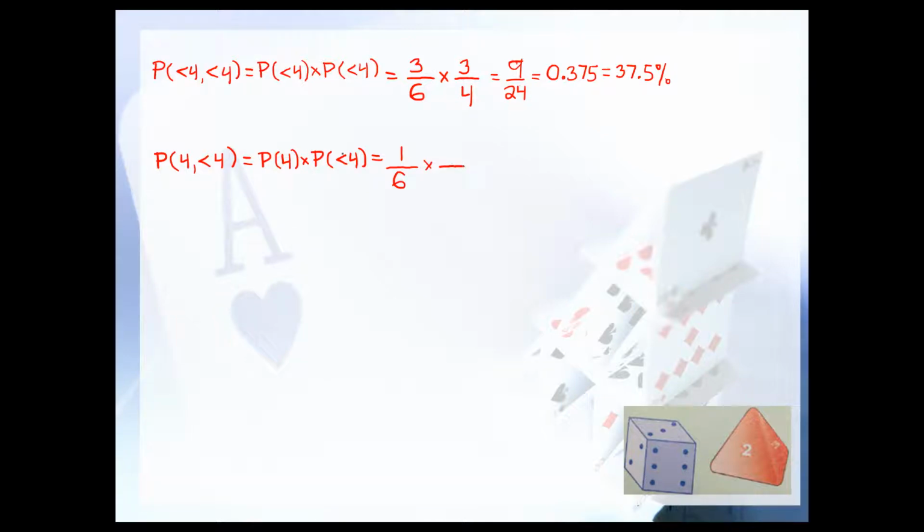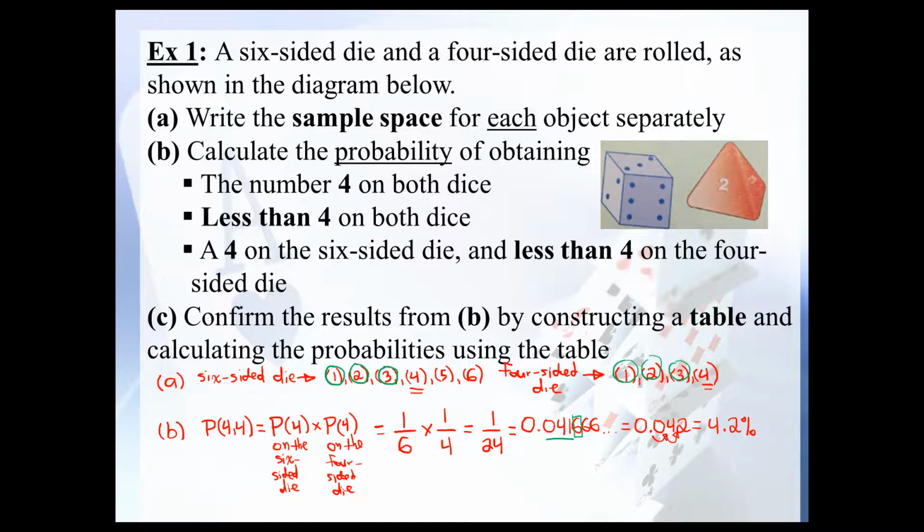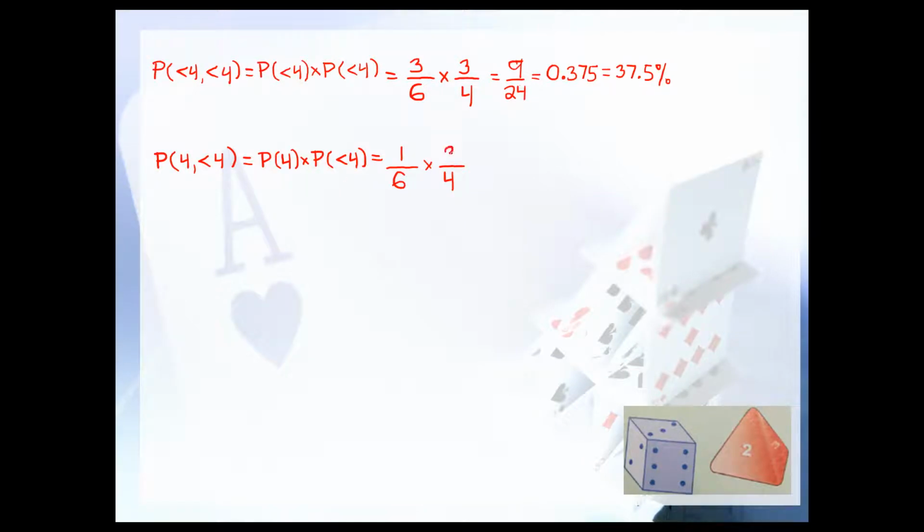We're going to multiply that by the probability of obtaining less than a 4 on the 4-sided die. On the 4-sided die, there's 4 possible outcomes, and the number of ways we can obtain a number that's less than 4 would be 1, 2, 3 on that die. So this would be 1 over 6 times 3 over 4. 1 times 3 is 3, and 6 times 4 would be 24. If we turn that into a decimal, it's also a nice terminating decimal. So we get 0.125. Multiply by 100 to turn it into a percentage, and you get 12.5%.